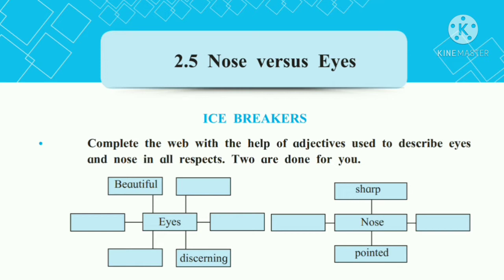See, now second, that is nose. Now how do we describe nose? Two examples are given there. Sharp nose. Sharp means having very strong sensation, very sensitive. Pointed nose. Discerning or sensitive nose. So another sense, that is nose, smell. And eyes and nose, students, we consider the most important organs of our body, and we describe them with the help of various adjectives.